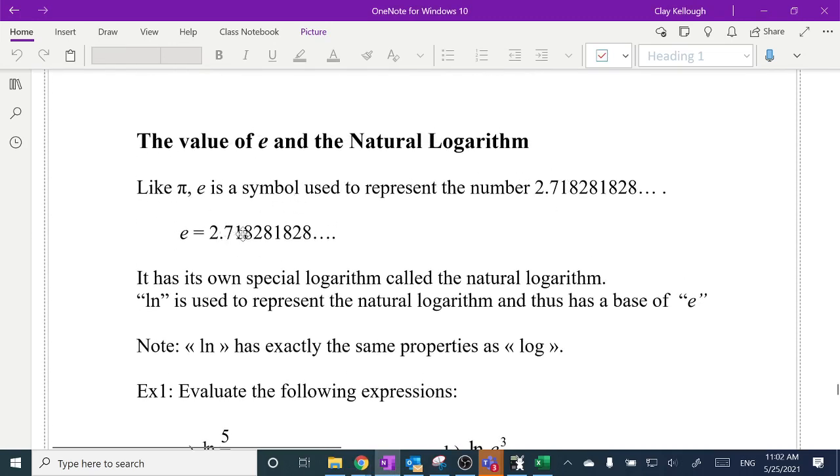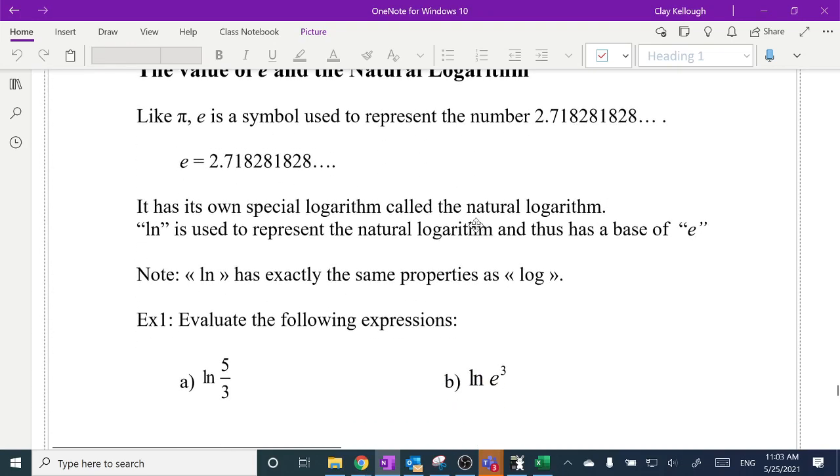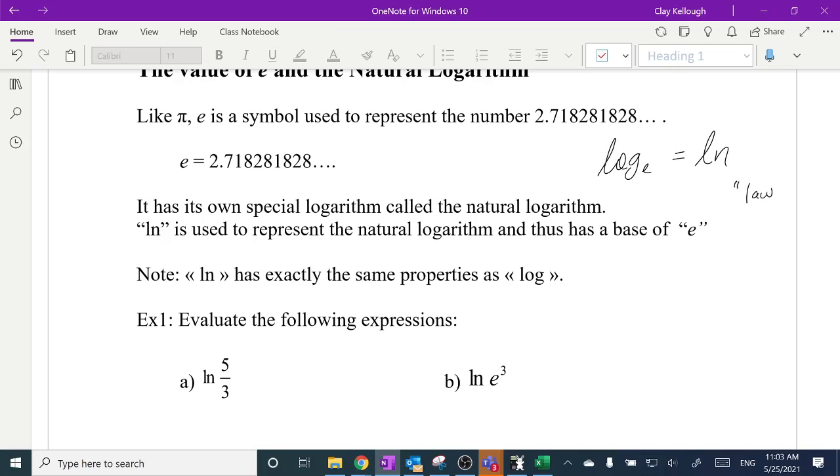Now, because e is such an important number, we have a special notation for when we use it as the base of a logarithm. So instead of saying log to the base e, we just say ln. And that's the way we pronounce it. We say ln, as in lawn.